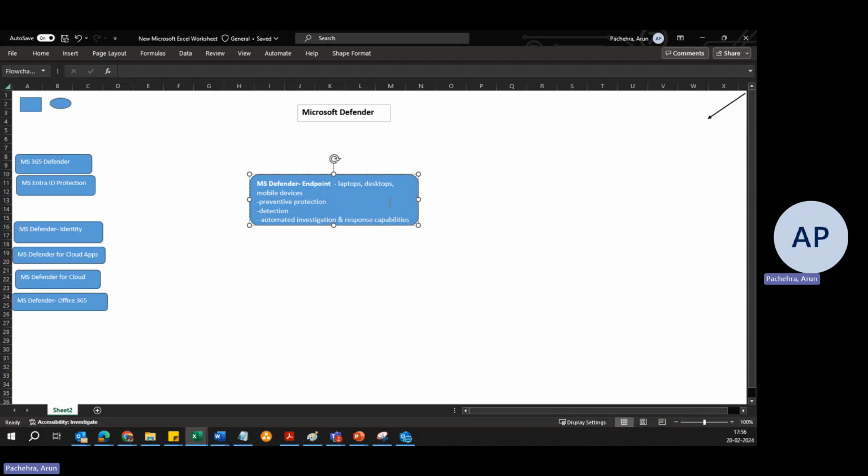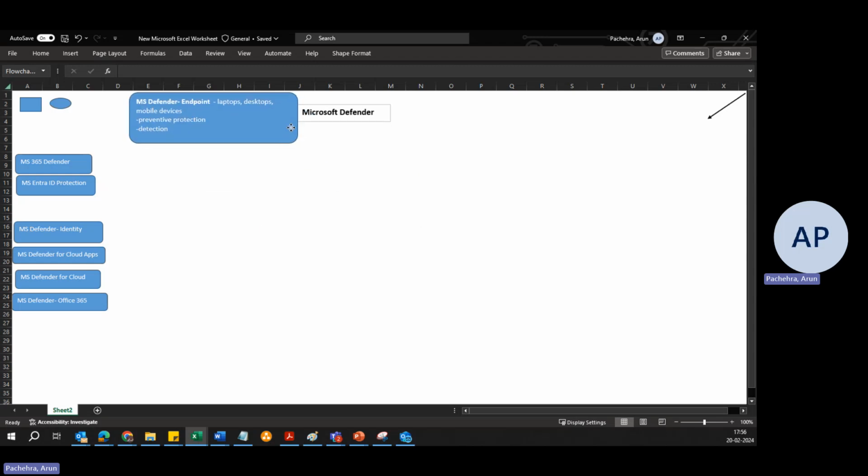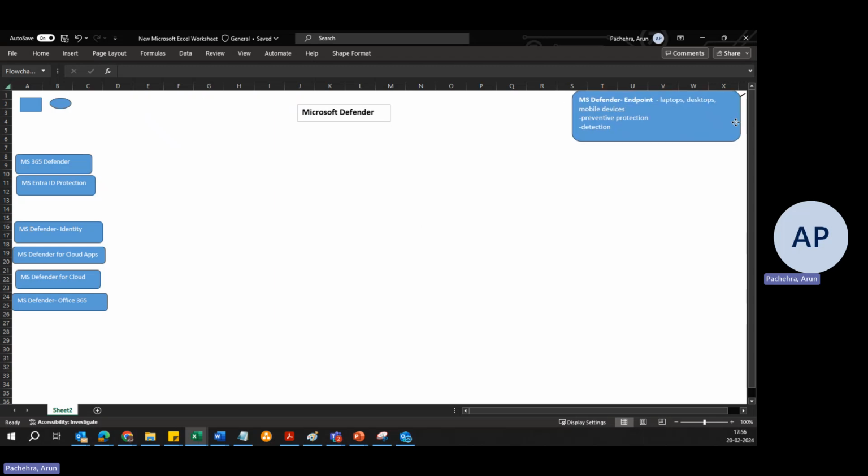All right. So this is one of the products, Microsoft Defender for Endpoint. Let me put it here. We're not getting deep into these products because first we need to understand how they're connected. We'll definitely go deep in our upcoming videos.